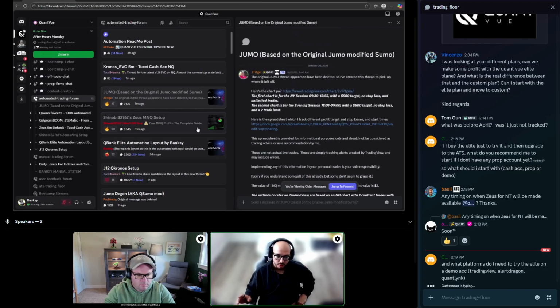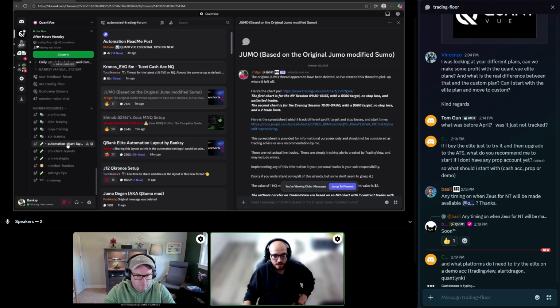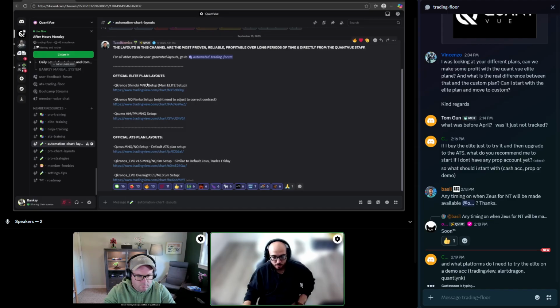So you can do two things. You can do the out of the box settings, which is what's provided by the algorithm just by placing it on the chart. And then there's what I like to call the semi out of the box settings. That's where you get settings from the Discord and you place them on the chart the same way, but the settings are automatically implemented for you. We also have the automated chart layout for Elite Plan. These are the top three, the ones that have been the most proven and basically created by team members, owners, or partners. And then same thing for ATS, right?